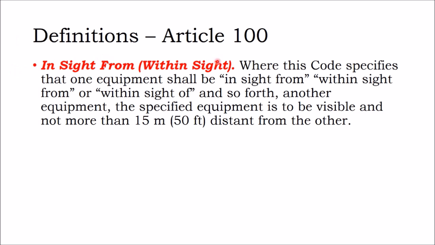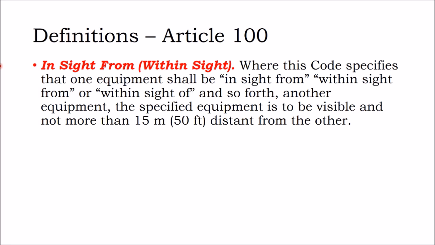Then we have in sight from, or within sight. So where this code specifies that one equipment shall be in sight from, or within sight from, and so on and so forth, that should be a distance that's visible for no more than 15 feet. And so, I don't recommend this, but let's say you have a ground mount array and it's out in the array, and then you have your inverter that's on the side of the building.